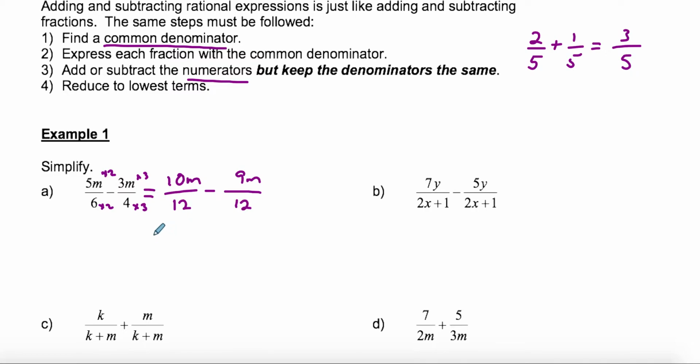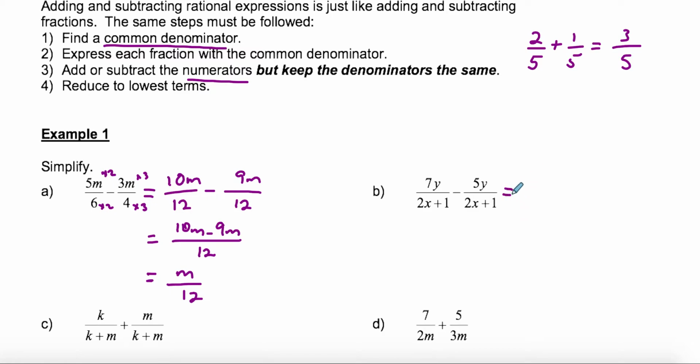And 10m minus 9m, some people might suggest that you think of this as one fraction with a common denominator of 12, and then 10m minus 9m in the numerator. That's not a necessary step. I can just subtract my two numerators to get 1m over 12. We're not dividing anything out. We're not canceling anything out. I don't have any restrictions here. I don't have any variables in my denominator.